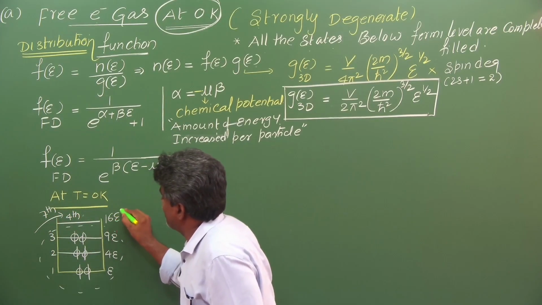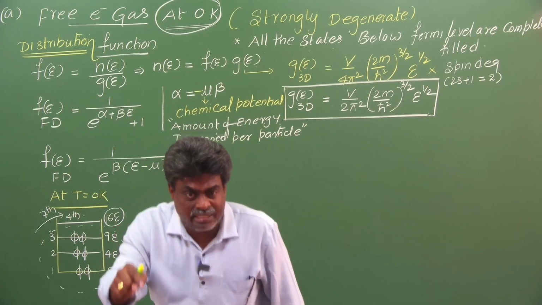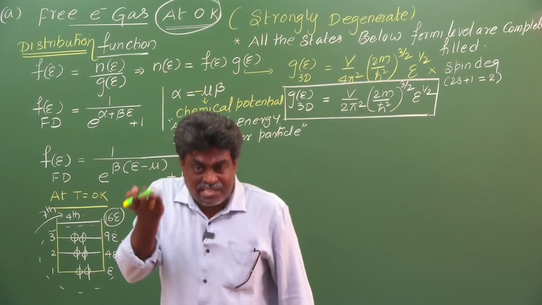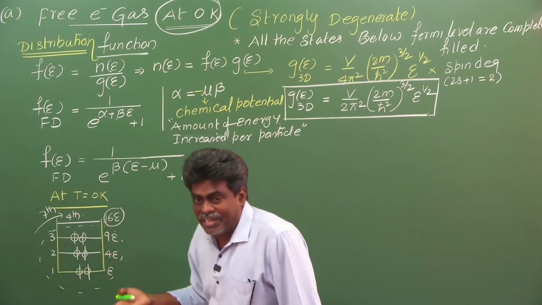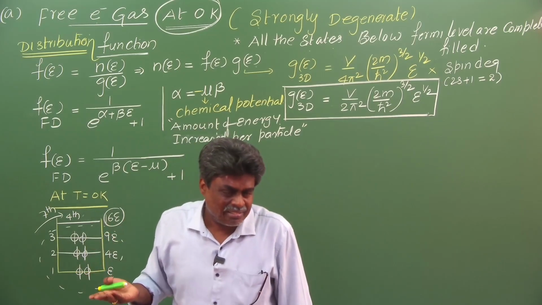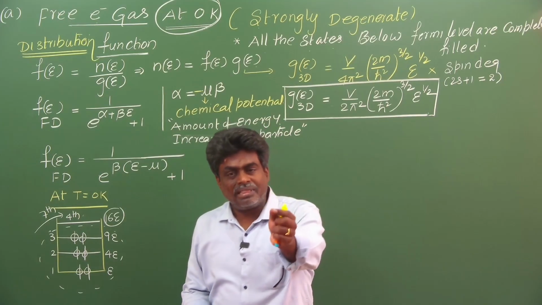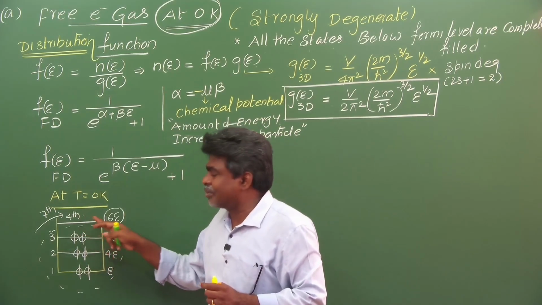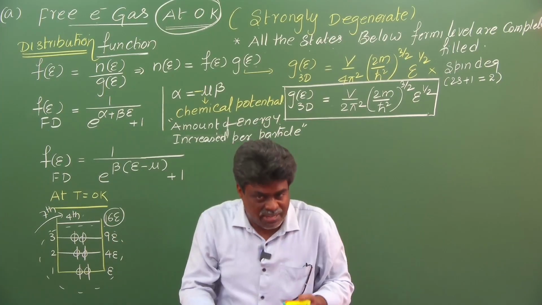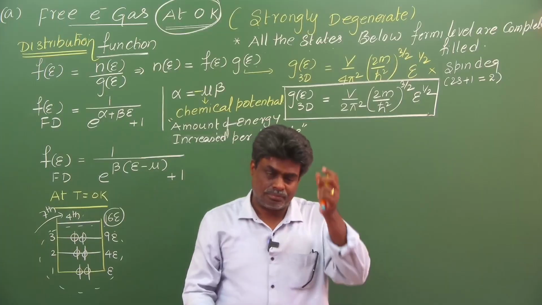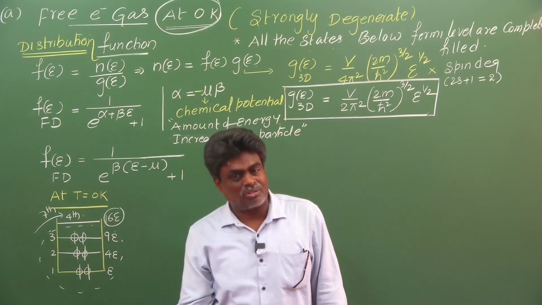What is the energy of the 4th level? 16E. Now tell me, a 7th particle entered. What is the amount of energy raised? The 7th electron is sitting on the 4th level. The 4th level energy is 16E. So the system gains how much extra energy? 16E. It is occupying the 4th level.